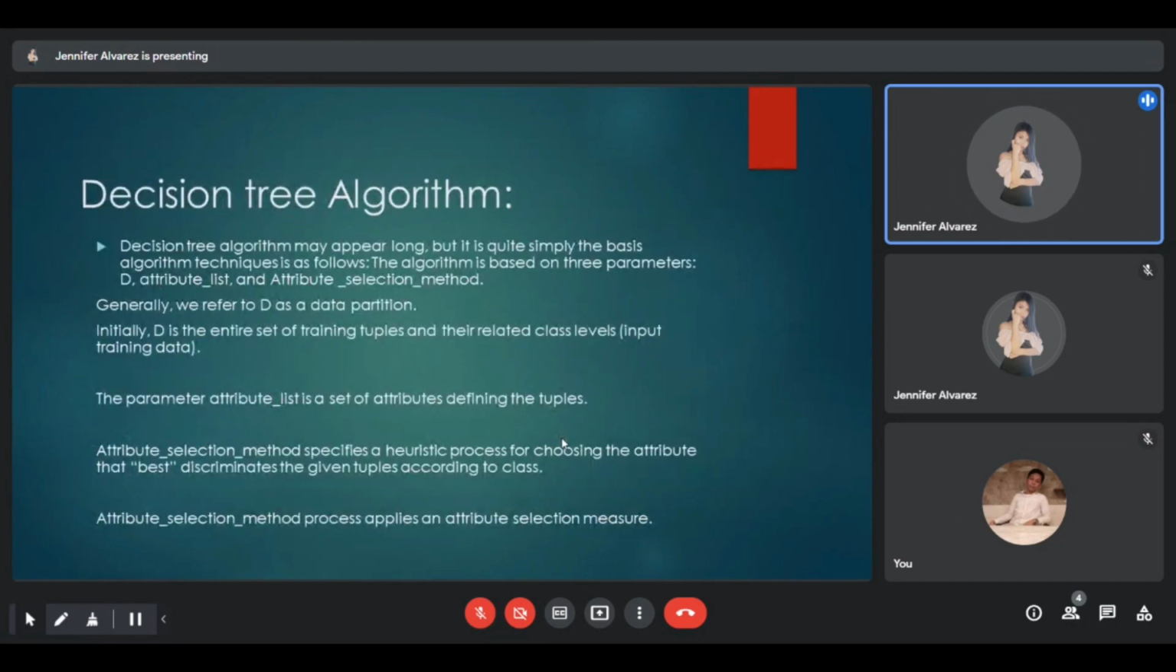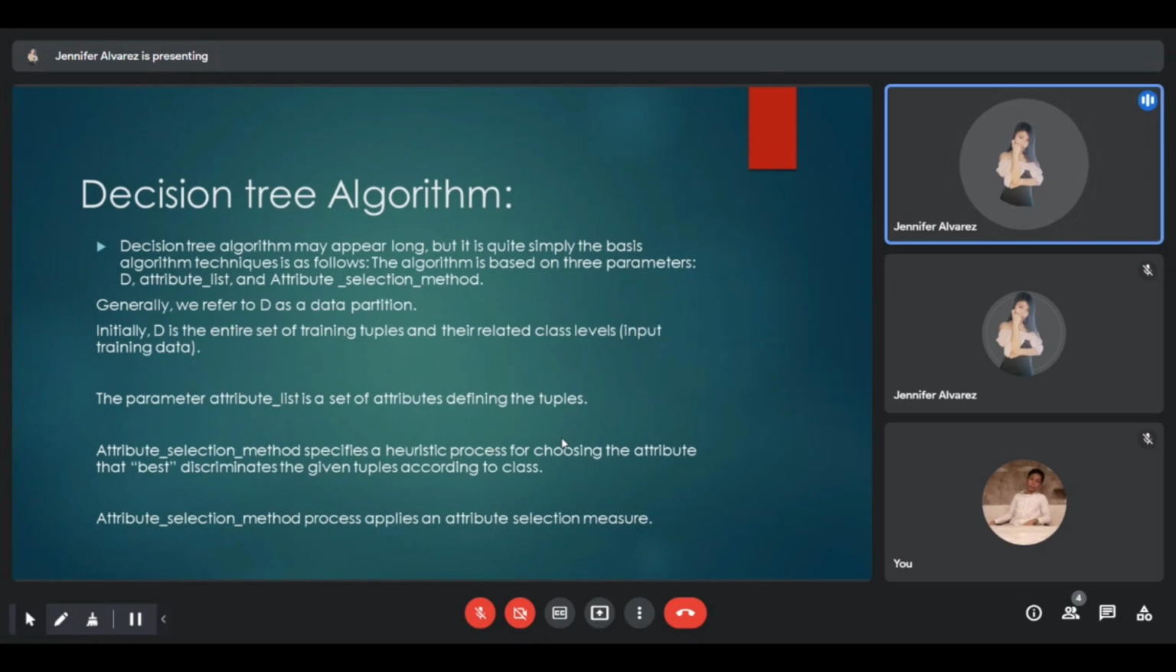Next is the decision tree algorithm. Decision tree algorithm may appear long, but it is quite simply the basic algorithm technique. The algorithm is based on three parameters: the D, attribute list, and attribute selection method. So, yung D is a data partition. Ito yung entire set of training tuples and the related class labels, or input training data.